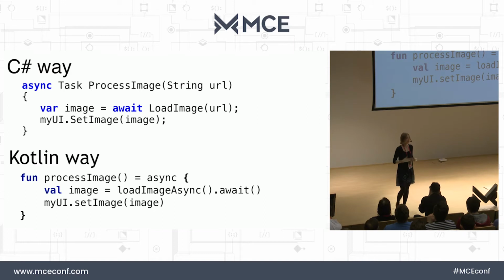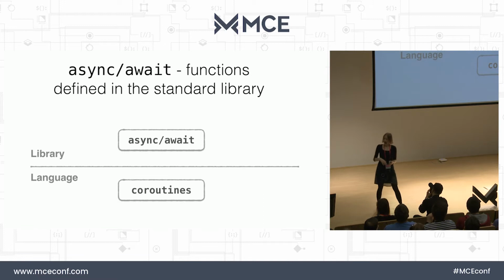And you can compare that in Kotlin, it looks very similar to what C# has. However, there is a difference. In Kotlin, async and await are not built-in language constructs, but functions. So in Kotlin, async and await are functions defined in the standard library.